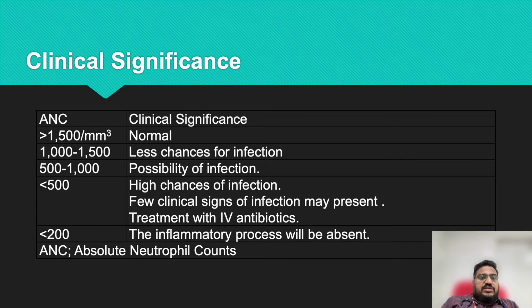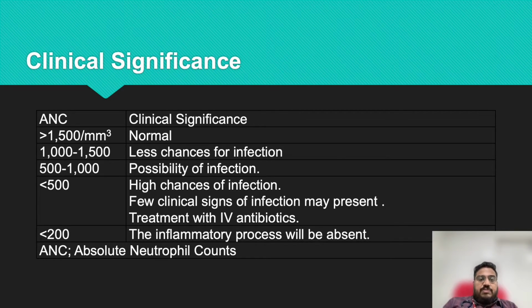So this is again the clinical significance. More than 1500 is normal, 1000 to 1500 less chance of infection, 500 to 1000 possibility of infection starts developing, less than 500 very high chance of infection, and few clinical signs of infection may be present. So you should always have a high index of suspicion when these patients present to you, and they definitely need treatment with IV antibiotics. Less than 200, the inflammatory process will be totally absent, so you might not see any of this inflammatory process, and it is a very significant and profound neutropenia.